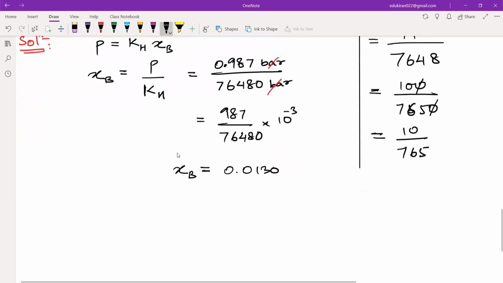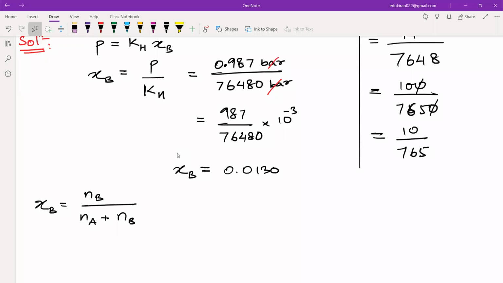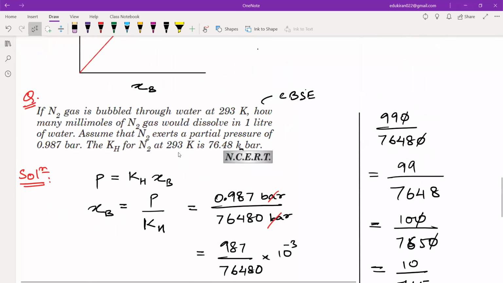You also know that chi B will be equal to the number of moles of B, that is the solute, divided by number of moles of A, that is the solvent, plus number of moles of B. Now number of moles of solvent. Please remember, please listen very carefully. Don't write anything. N2 is dissolved in how many liters of water? Saif. 1 liter. Very good.